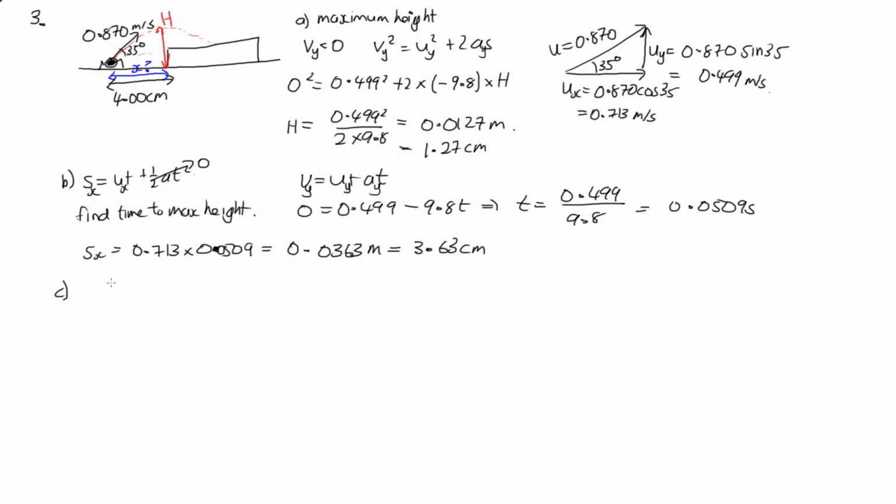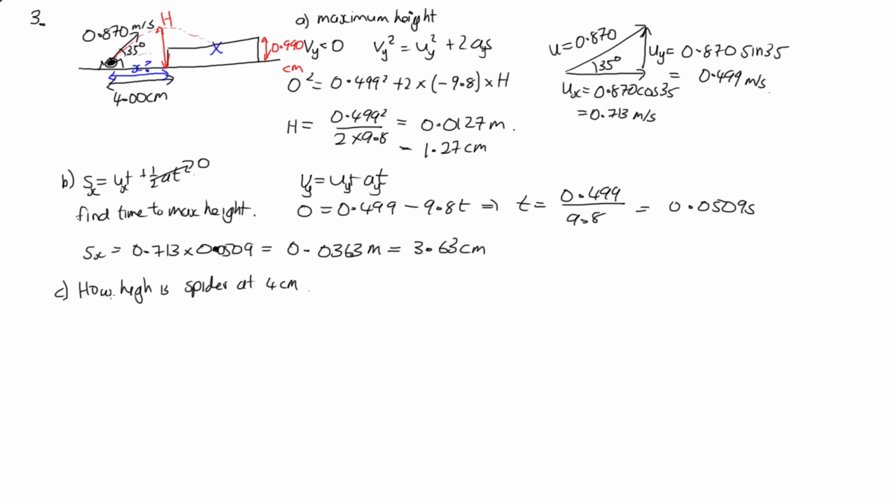Part C of this question then asks us if the magazine is 0.990 centimeters tall, so this distance is 0.990 centimeters, does the spider jump high enough to land on the magazine? So we want to know, does this happen or not? Because the magazine is 4 centimeters away from the spider, we're going to need to know how high is the spider at 4 centimeters.